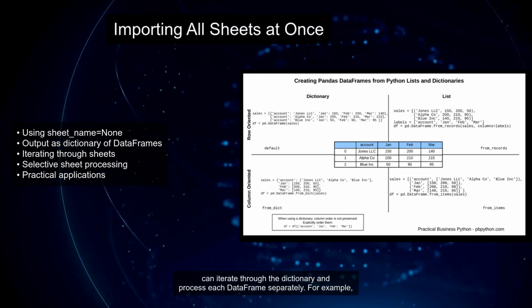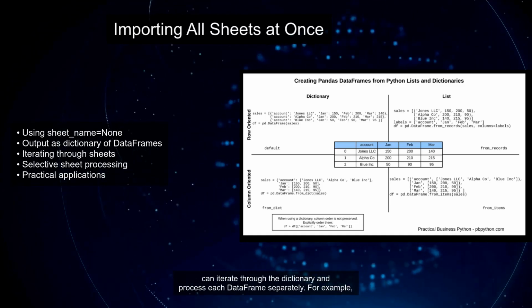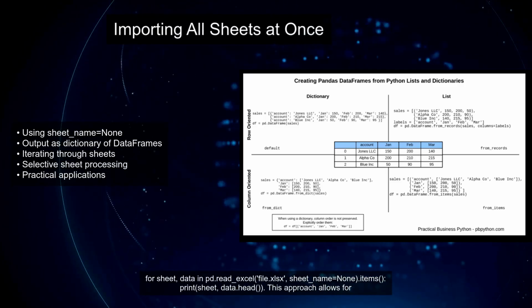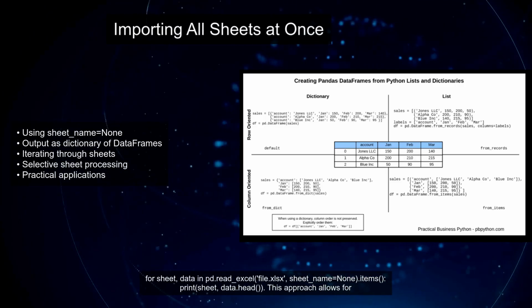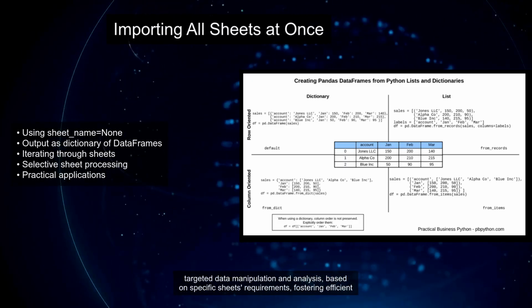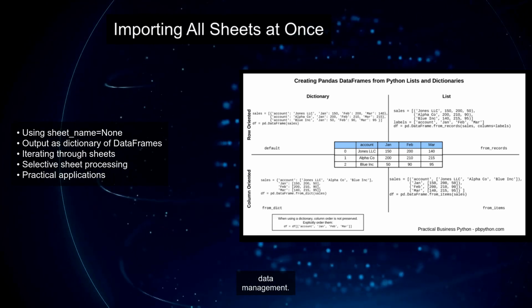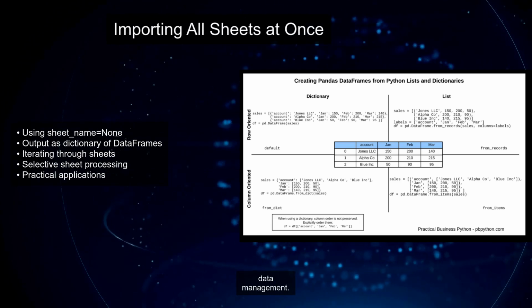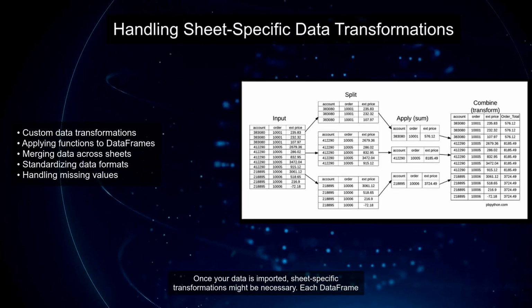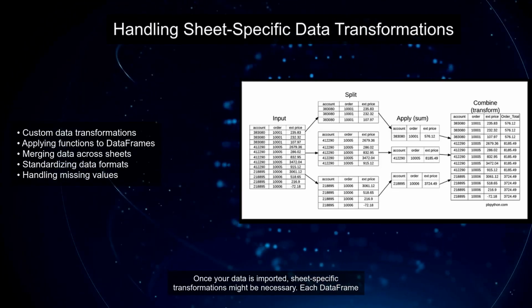For example, for sheet, data in pd.read_excel('file.xlsx', sheet_name=None).items(): print(sheet, data.head()). This approach allows for targeted data manipulation and analysis, based on specific sheet requirements, fostering efficient data management. Once your data is imported, sheet-specific transformations might be necessary.